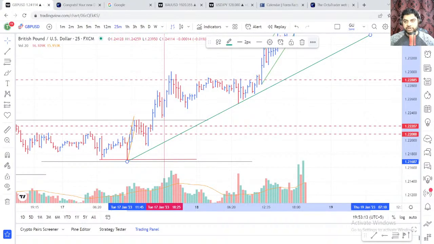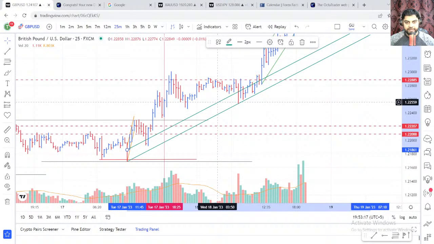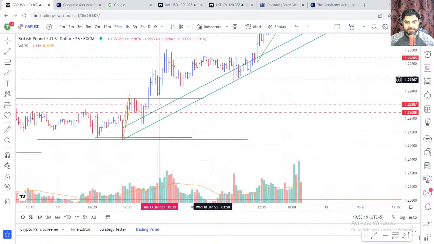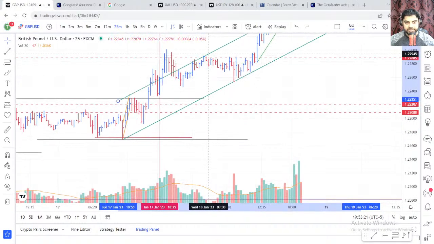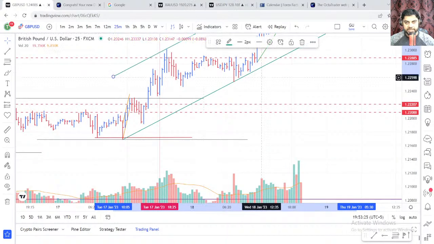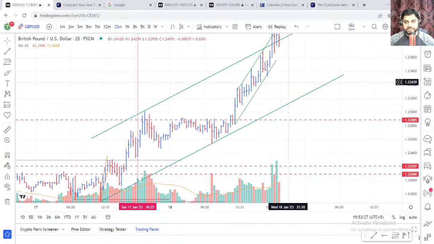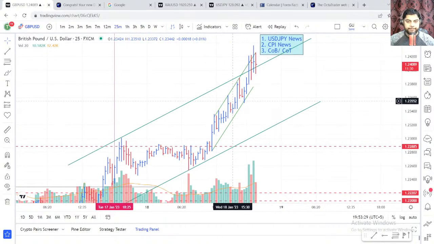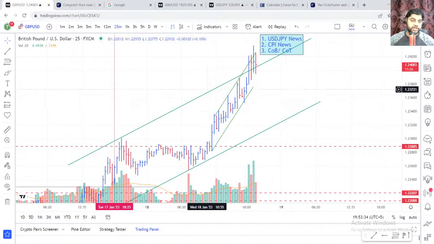Okay, so then what we'll do is we will clone it and we'll put this line in such a way that we can put it like this. Now you can see that the background analysis tells us that the market is going up. There is an uptrend going on, a heavy uptrend. And as you can see, this is the 25-minute time frame.